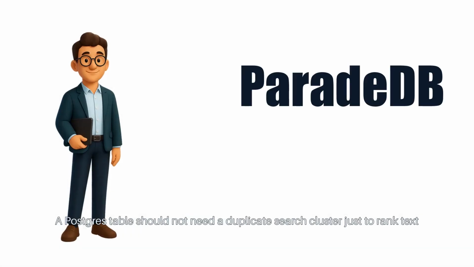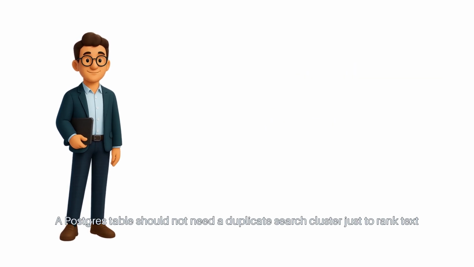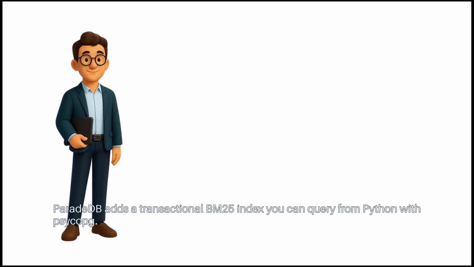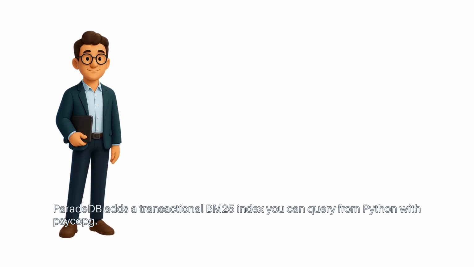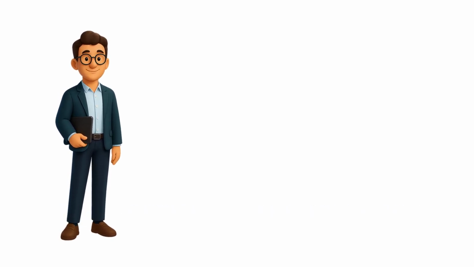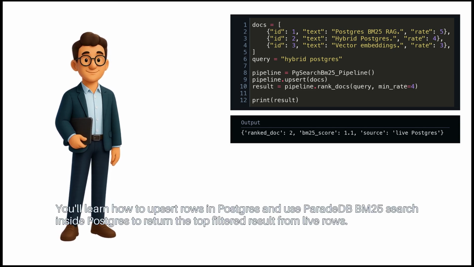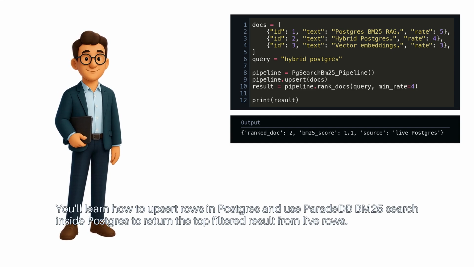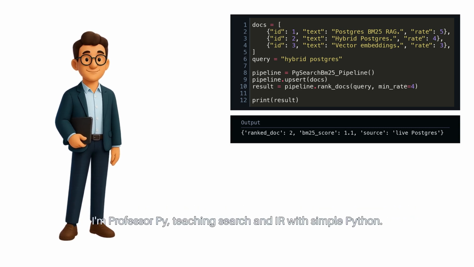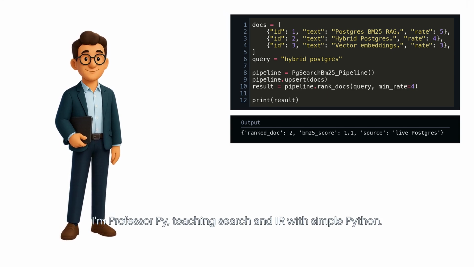A Postgres table should not need a duplicate search cluster just to rank text. ParadeDB adds a transactional BM25 index you can query from Python with psycopg. You'll learn how to upsert rows in Postgres and use ParadeDB BM25 search inside Postgres to return the top filtered result from live rows. I'm Professor Pi, teaching search and IR with simple Python.